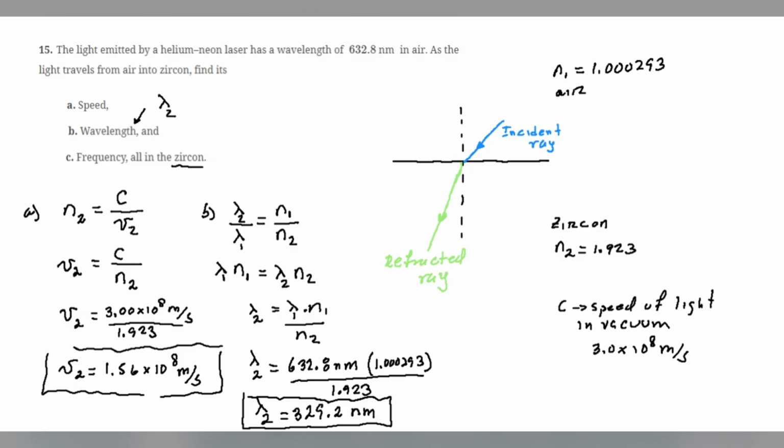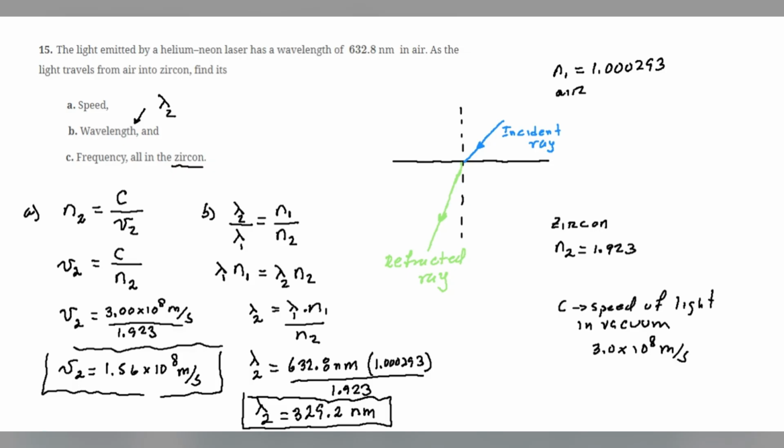We have one more case. We have to calculate the frequency. Well, to calculate the frequency, I know that the frequency is not going to change. So the frequency of the light when it's propagating through the air, and the frequency of the light when it's propagating through the zircon, is going to be the same. The frequency is not going to change.